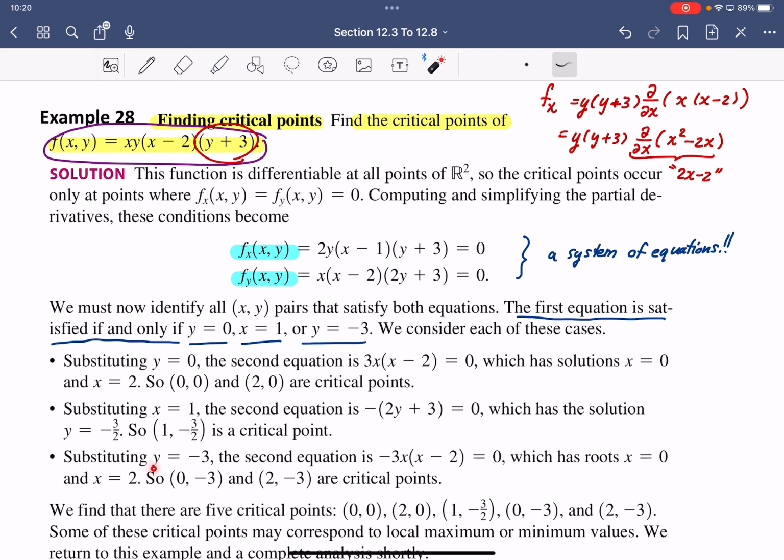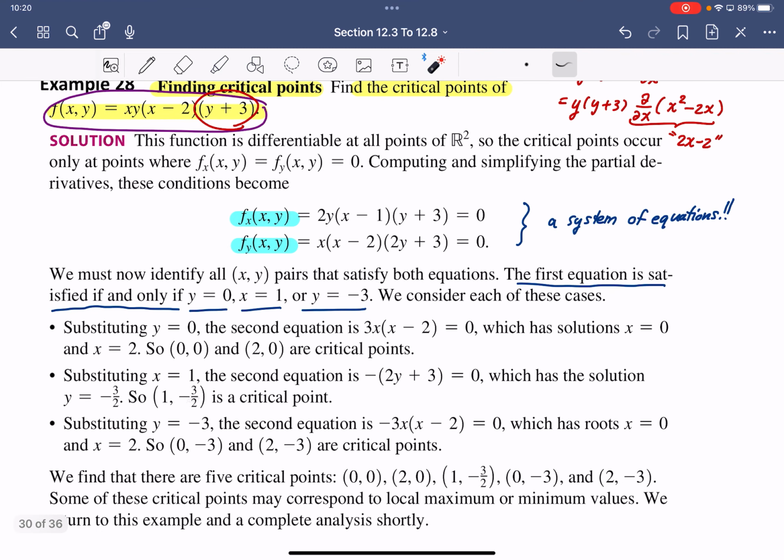And then the last one, y equal to -3. So it comes from here. And then once you have y equal to -3, you plug in back here. So you're gonna get this equation. And then the roots are gonna be 2 and 0. So you get 2 more critical points. So at the end, you get 5 critical points.